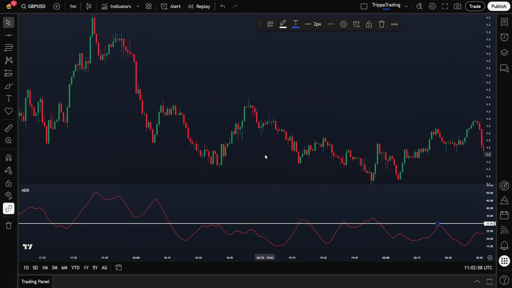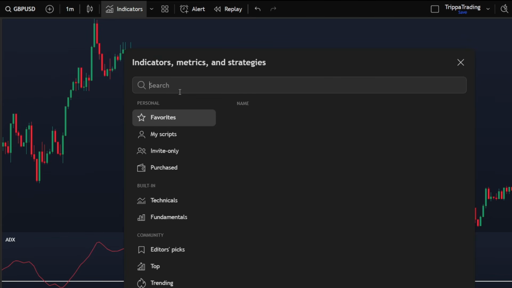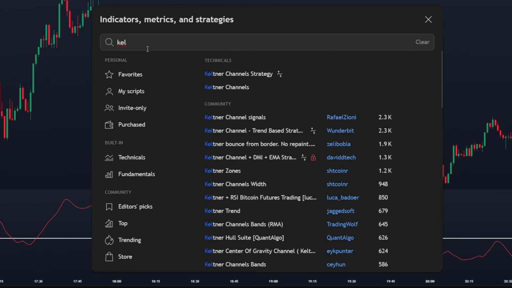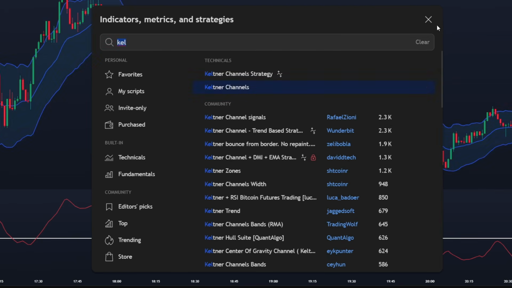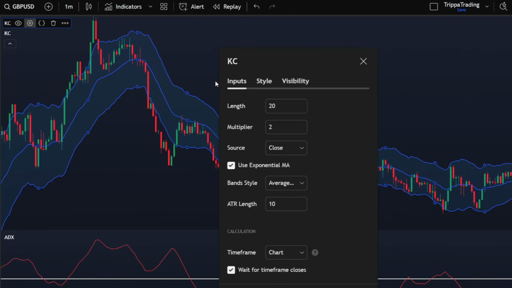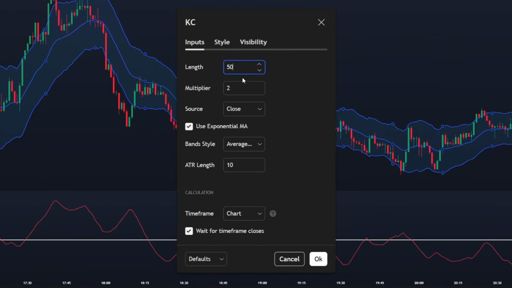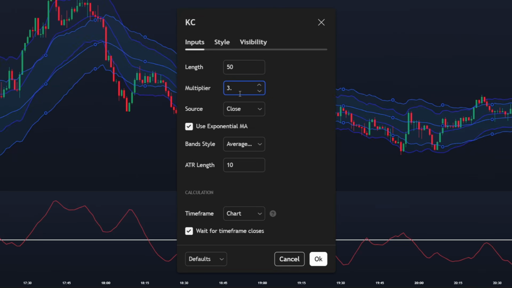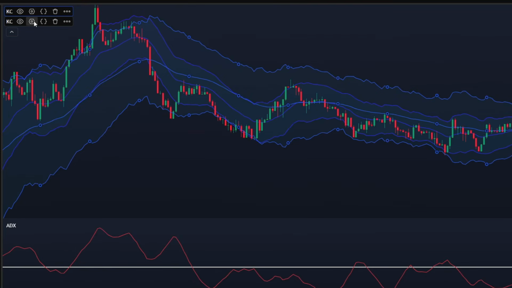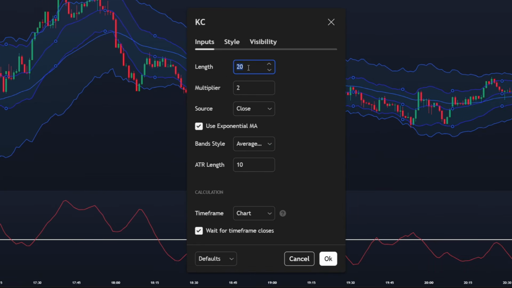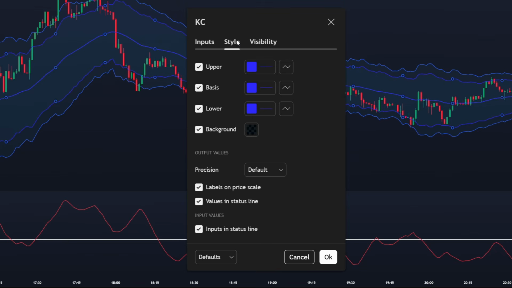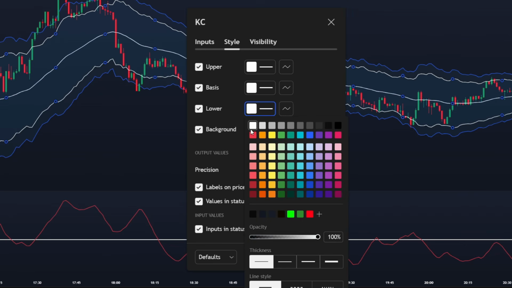After that, add Keltner channels, and we need 2 of them. So again, open the Indicators tab and search for Keltner channels. Click on it 2 times to add it 2 times. Now open the settings of the first indicator. For the first Keltner channel, set the length to 50 and the multiplier to 3.75. That's it. Now open the settings of the second Keltner channel. For the second Keltner channel, again set the length to 50, but this time the multiplier should be 2.75. And after that, go to the Style tab and make all Keltner channel components white so the structure is clear on the chart. Now the setup is ready.